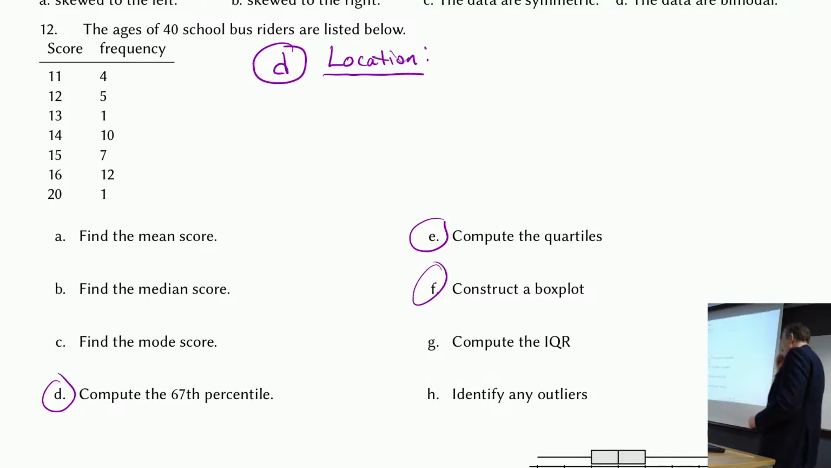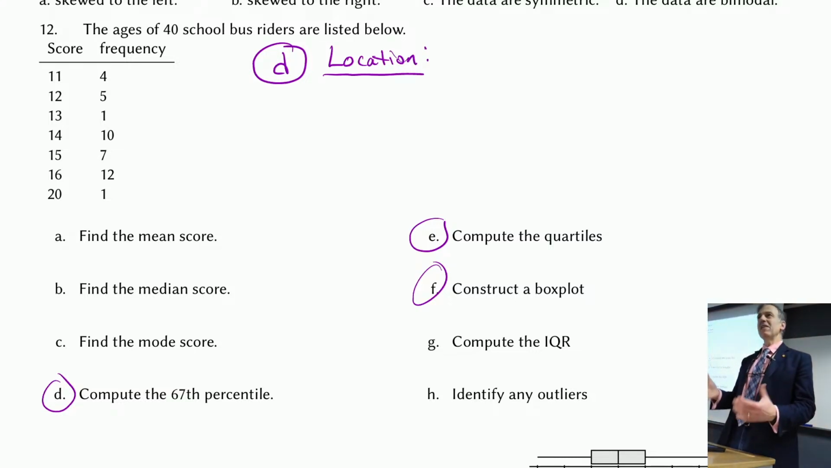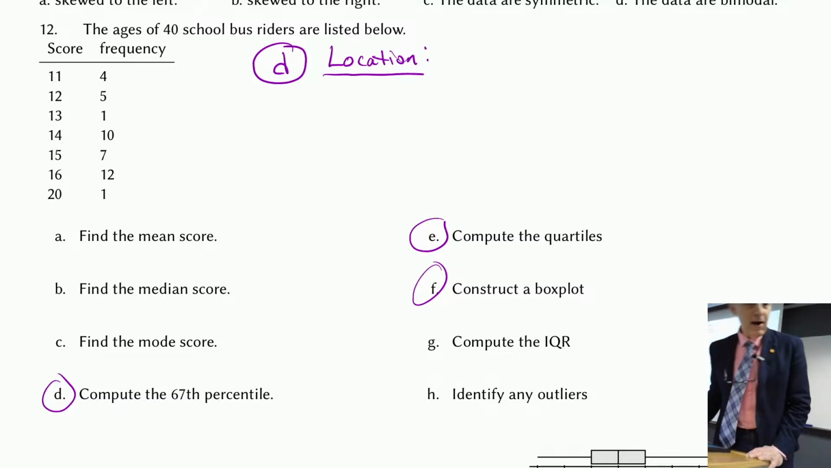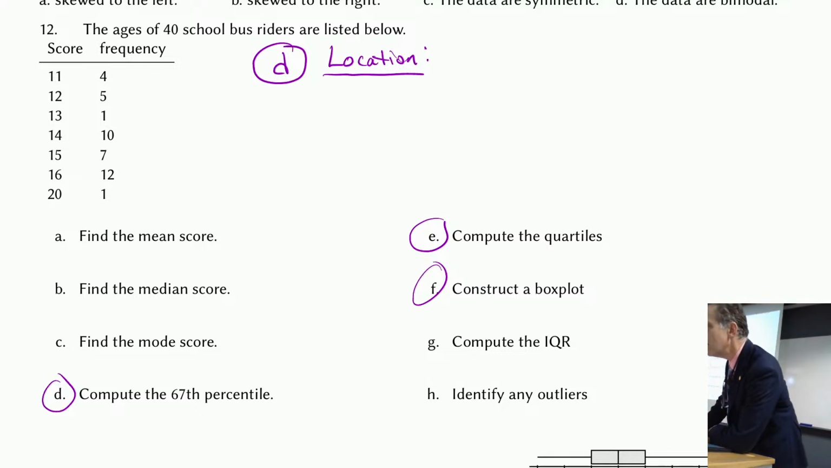Let's take a look at this and see how you're doing. For letter D, we're computing the 67th percentile, so we need to know where this is. That's why I put location there. Where is it? Where am I going to go to find this 67th percentile? Kirsten, do you know where you're going to go? Like, do you know the formula for the location?